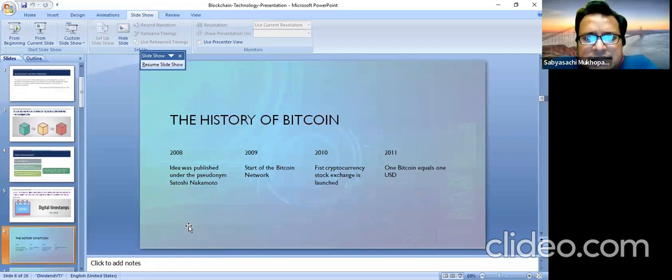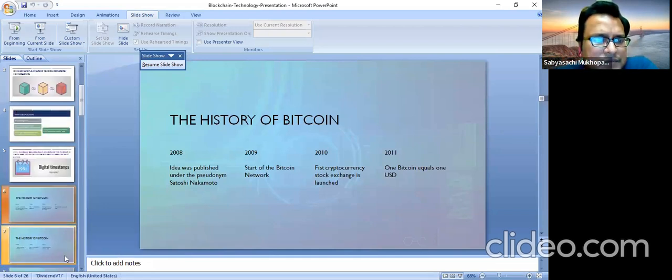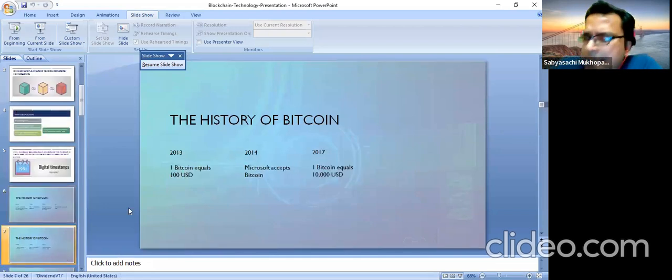So once the first stock exchange was formed in 2010, in 2011, the currency, if you check out, one Bitcoin was then equal to one USD. But then you see the valuation increases over a period of time. If you check out in 2013, one Bitcoin becomes equal to 100 USD.